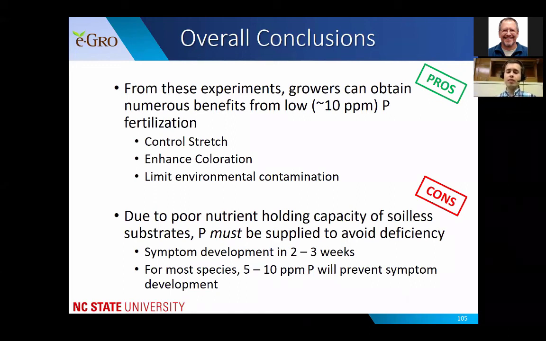And from what we saw in the reproductive stage deficiency studies is that symptom development can occur in as little as 2 to 3 weeks after you restrict phosphorus to 0. So for most species, 5 to 10 parts per million phosphorus will prevent symptom development and will provide you with a healthy plant that has reached its mature maximum size. And so by supplying that recommended rate of 5 to 10, or up in some cases 5 to 15 parts per million phosphorus, you can grow a very healthy plant.